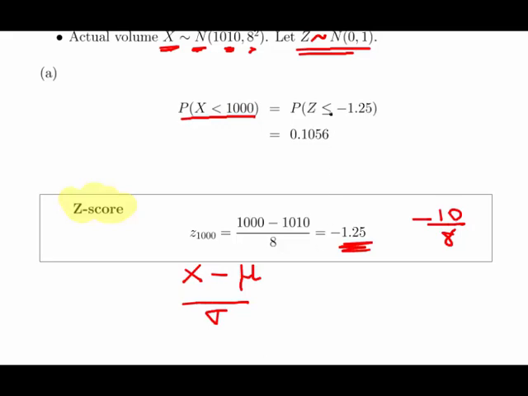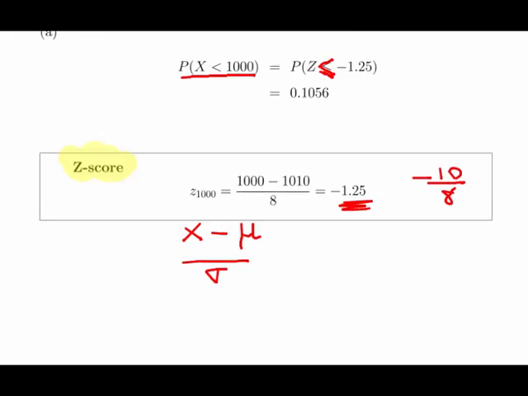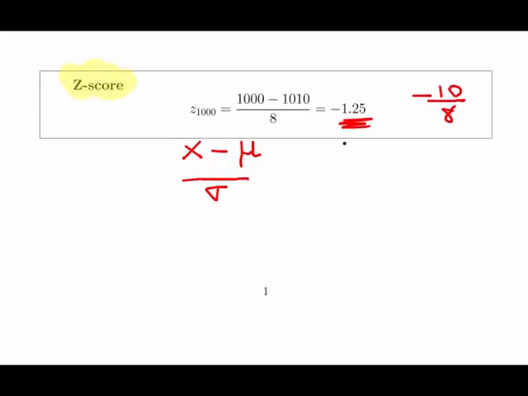Okay, so Z less than minus 1.25, or less than or equal to, since it's a continuous distribution that's really not too important. Now, I've gone over this part in not too much detail. I give the answer as 0.1056.